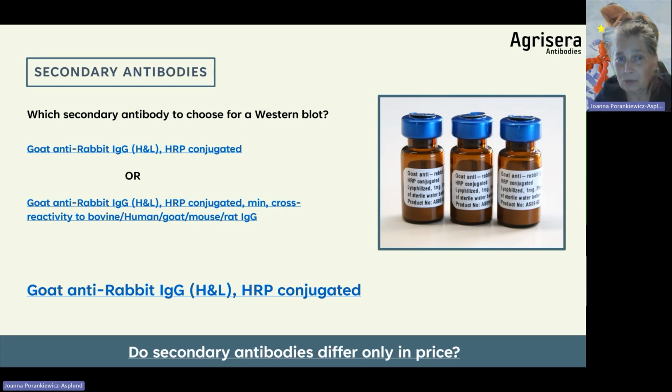Such antibody would be suitable for immunohistochemistry for visualization of protein coming from these species, as this would minimize potential cross-reactions. So in general, so-called adsorbed antibodies are more desired in other techniques, like, for example, immunohistochemistry, where we need to decrease the background.